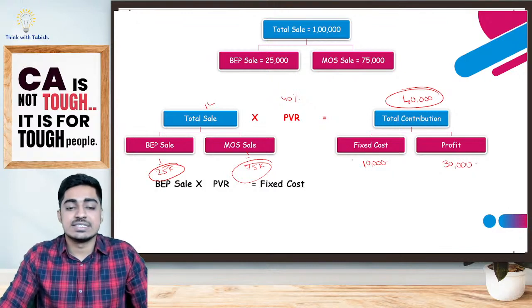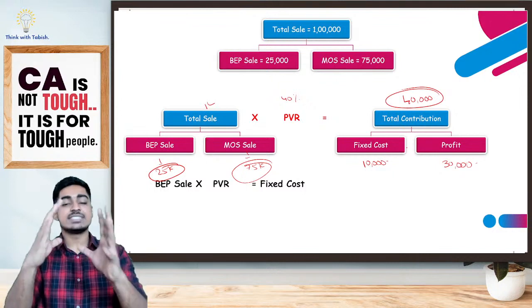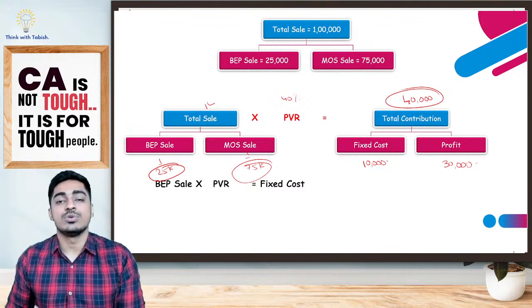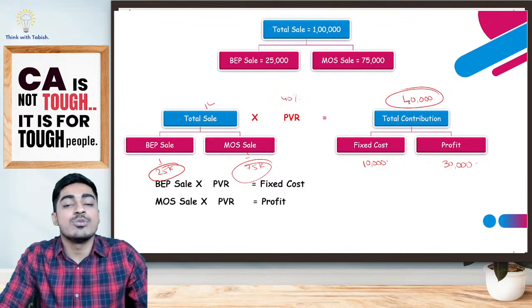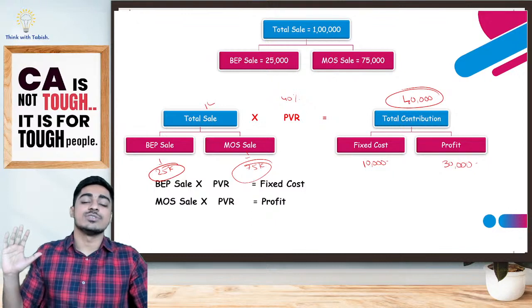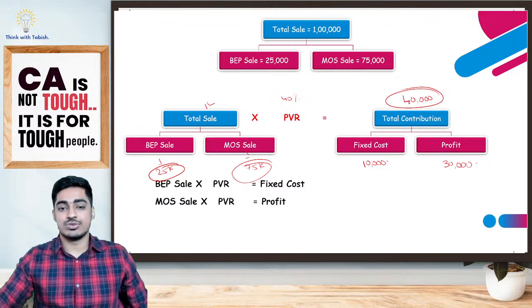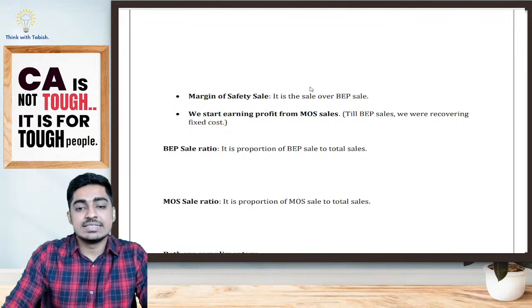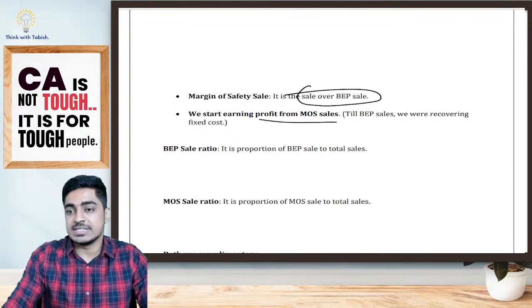BEP sale into PV ratio: from our break-even sale, whatever contribution we get will be used to recover our fixed cost. But over and above that, from our MOS sale, whatever contribution we get will be our profit. Is it clear, students? Any doubts? Let us look at our notes as well. Margin of safety is the sale over BEP sale. We start earning profit from our margin of safety sales.